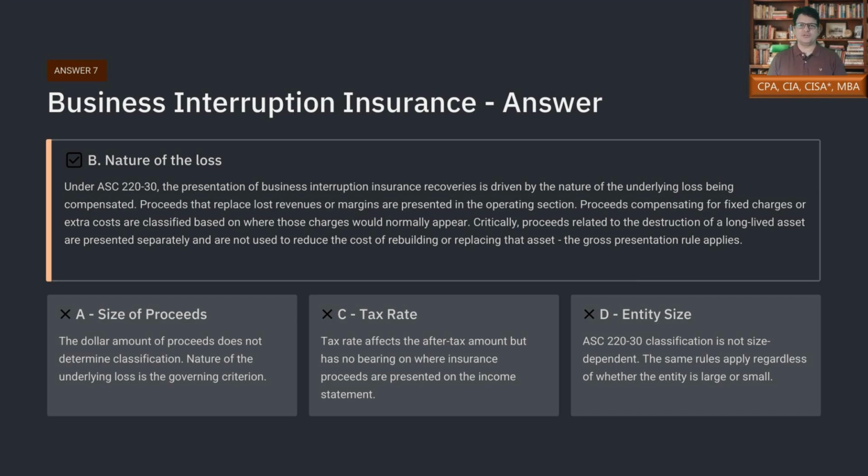Under ASC 220-30, the presentation follows the underlying loss being compensated. Proceeds for lost margin follow that economic substance. Proceeds for fixed charges or extra costs follow the nature of those costs. Classification is not driven by amount, tax rate, or entity size. Also remember that proceeds related to replacing an asset should not reduce the cost of rebuilding or replacing that asset. The asset and the recovery should not quietly cancel each other in the corner.